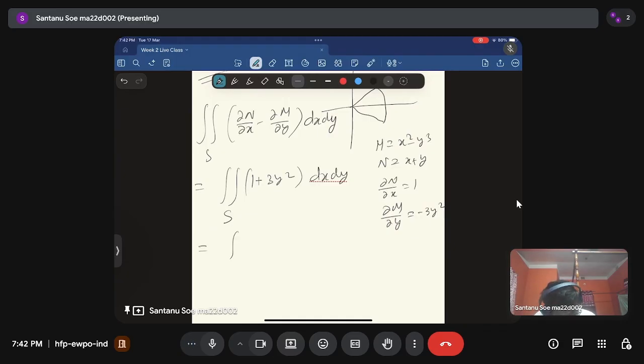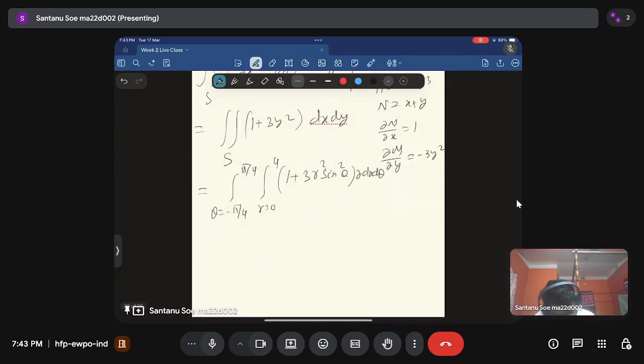So this will be theta from minus of pi by 4 to pi by 4. So r will vary from 0 to 4 because the radius was 4 of that circle. And this will be 1 plus 3r square sine square of theta, r dr d theta. Okay, so this is from minus pi by 4 to pi by 4. This is r square by 2 plus 3 r to the power 4 by 4 sine square of theta d theta, and r will vary from 0 to 4.